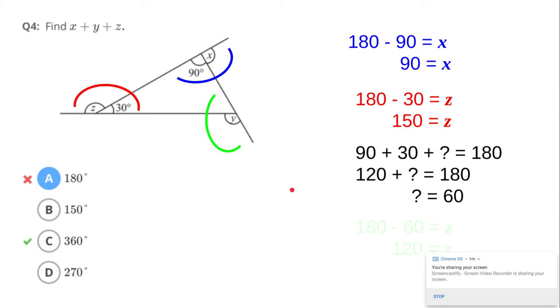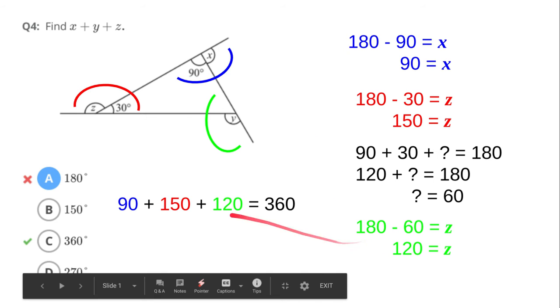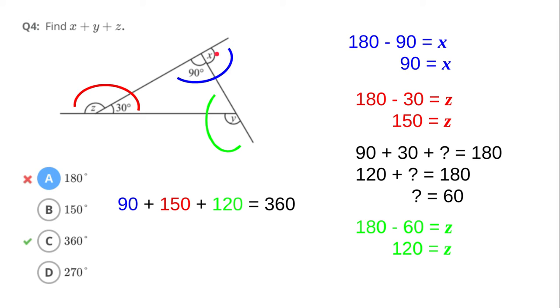Now, that brings us to the final part right there. If we notice this, what we're looking at is, okay, well, 180. So 90. That part right there, 90 plus 150 plus 120. All that adds up to 360.